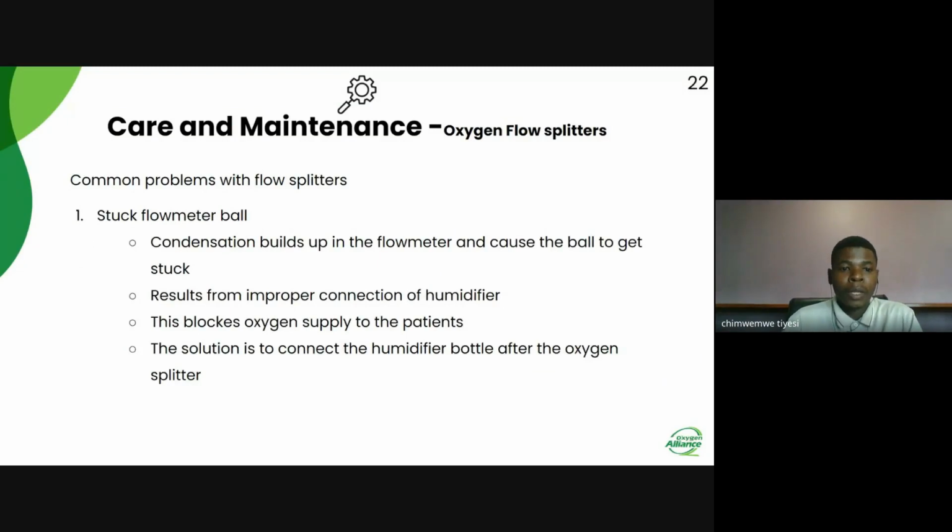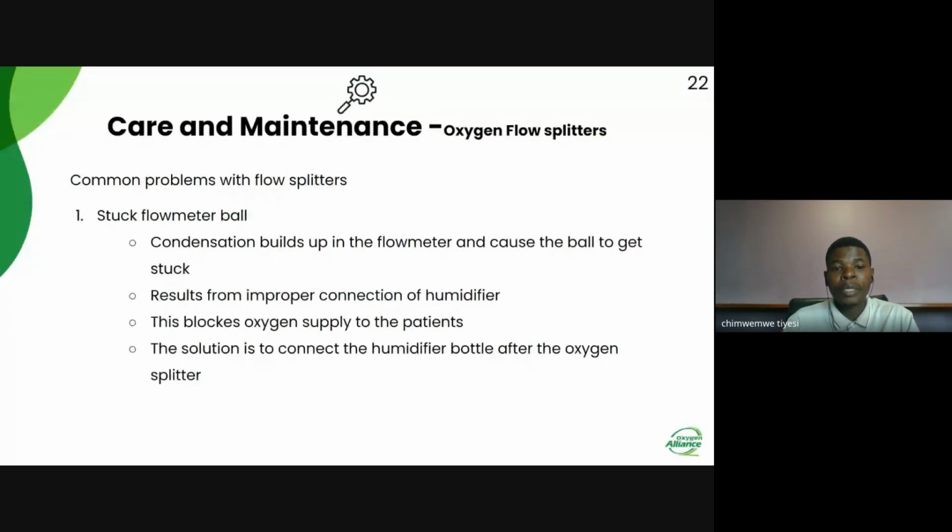This often results from condensation build up inside the flow meter pipe and causes the bore to get stuck, most often at the top. This is mostly because of improper connection of a humidifier bottle. If a humidifier bottle is connected in between the oxygen source and the oxygen flow spreader, you will get this problem definitely. This blocks oxygen supply to the patients, of course, and may lead to complications. So the solution is to connect the humidifier bottle after the oxygen flow spreader.